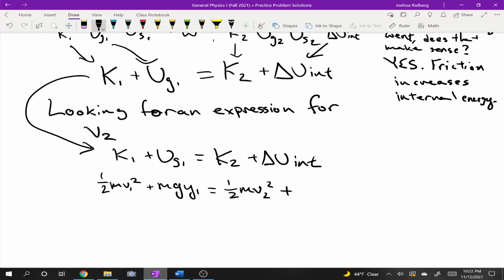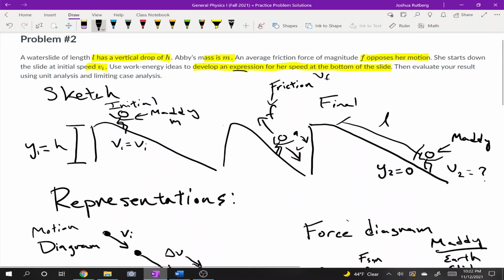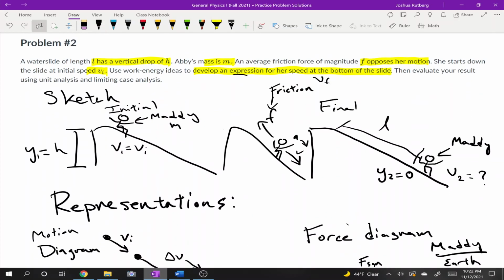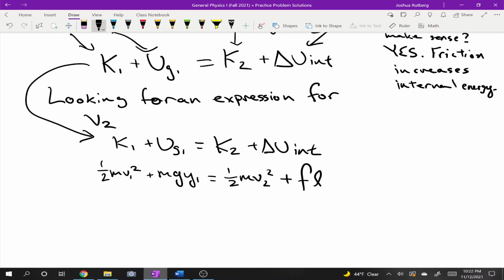So I can use that. The change in internal energy due to friction is the force of friction times the distance along the surface the object moves. And the distance along the surface that Maddie moves is that length L. And so I'm looking for an expression for v2, so I want to isolate v2. I'm going to subtract FL from both sides.